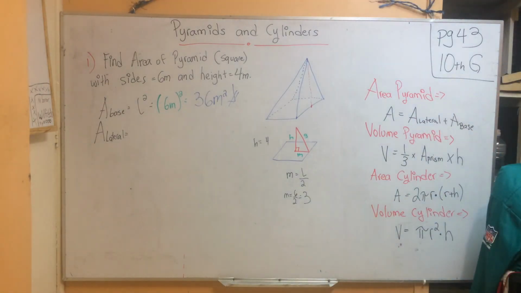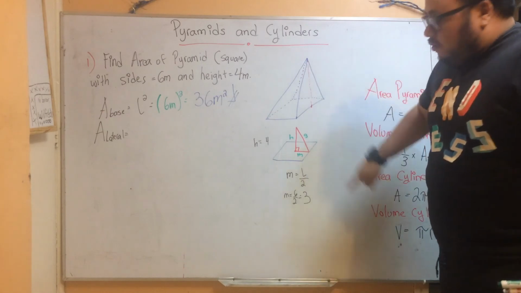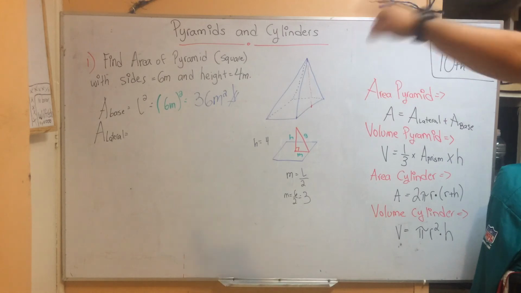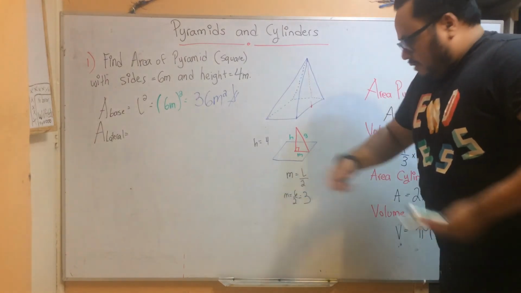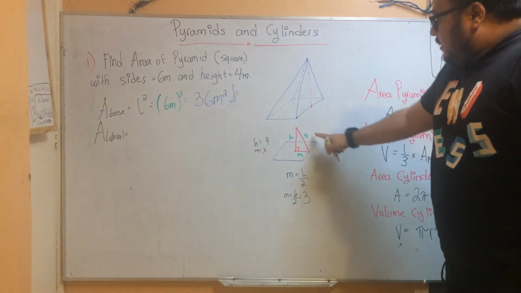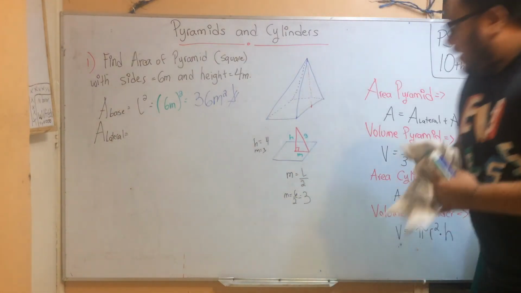Because G is the height of one of the isosceles triangles, and that's what we're looking for. We're looking for the height of this triangle, so that we can find the area. And once we have that area, we multiply it by 4, and we add it to the area of the base. So now we have M and we have H. What we need is G. So if we already have M and H, how do we find G?